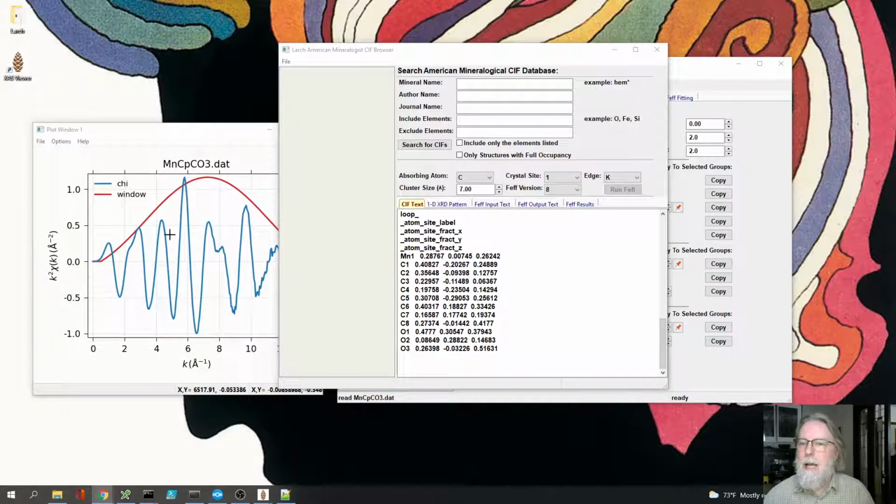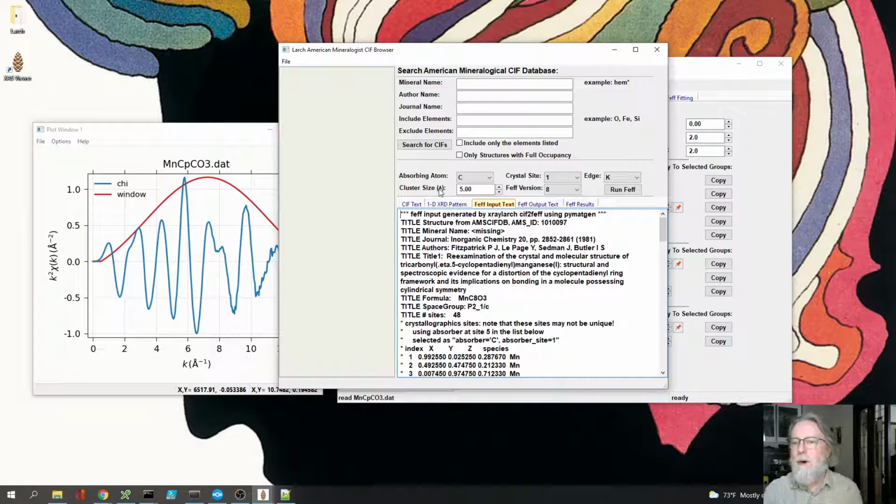Feff8 can deal with hydrogen reasonably well. Feff6 cannot at all, or hardly at all. Also, adding them into the structure makes the structure much harder to work with. And there's essentially no scattering from hydrogen atoms, so it doesn't add an important contribution at all.